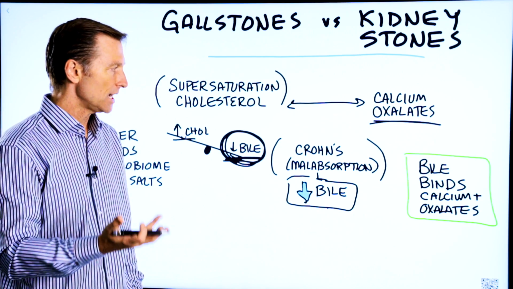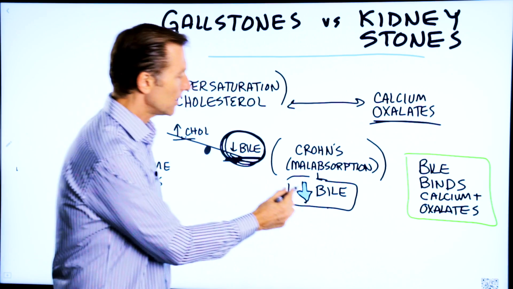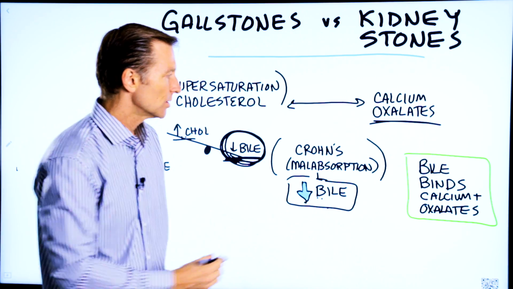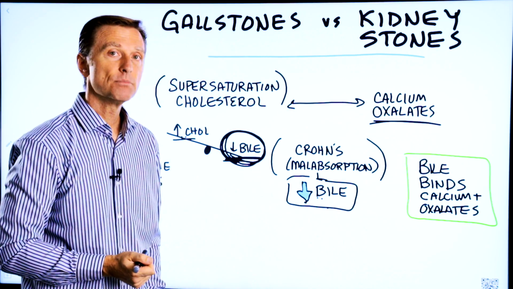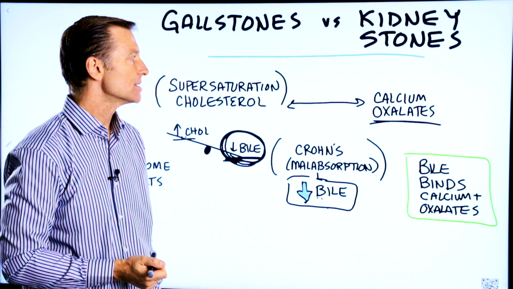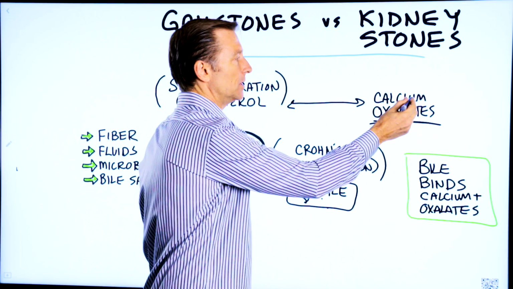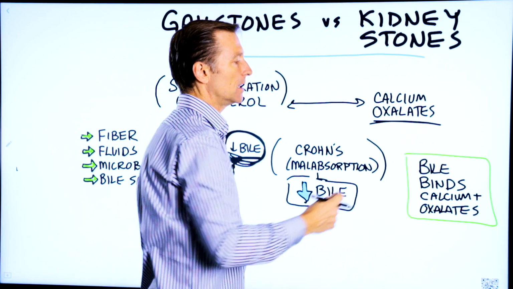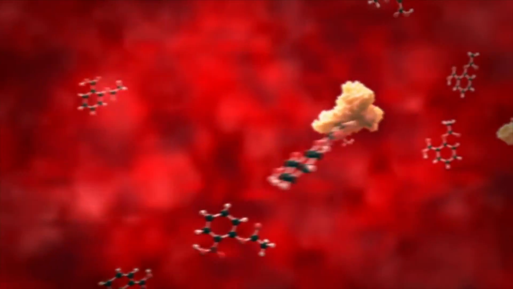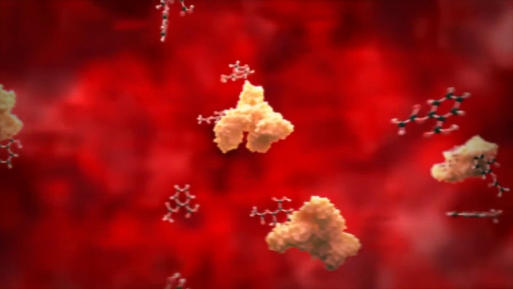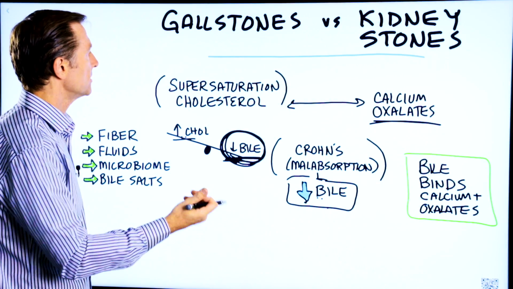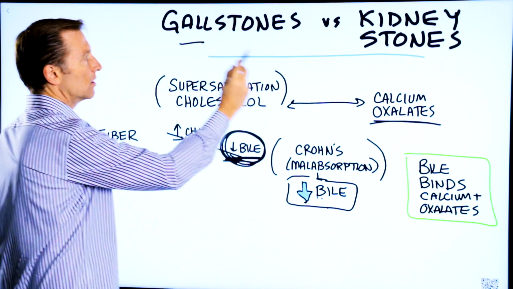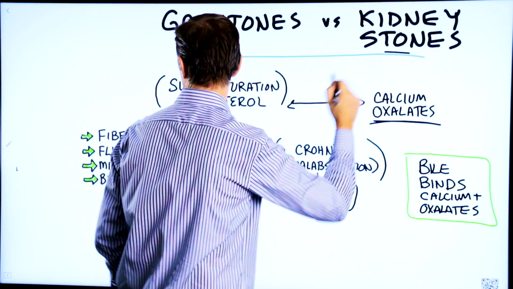And here's some extra data that you need to know. Bile binds with calcium and oxalates. So if you have enough bile, it can help you decrease the risk of building up calcium and oxalates in the kidneys, because it will decrease the amount of calcium and oxalates that's present in your urine. And so there's a bile connection, a bile deficiency in both gallstones and kidney stones.